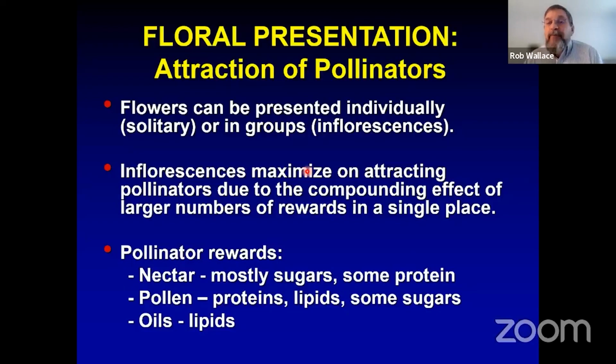So floral presentation, the actual flower, is presented to attract pollinators, because this is one of the uncertain steps in this sexual reproduction process. You can present flowers individually or in clusters. We call them inflorescences. And the whole role of that is specifically to attract pollinators to co-opt them into moving the male gametes, the pollen grains, to the female receptive structures.